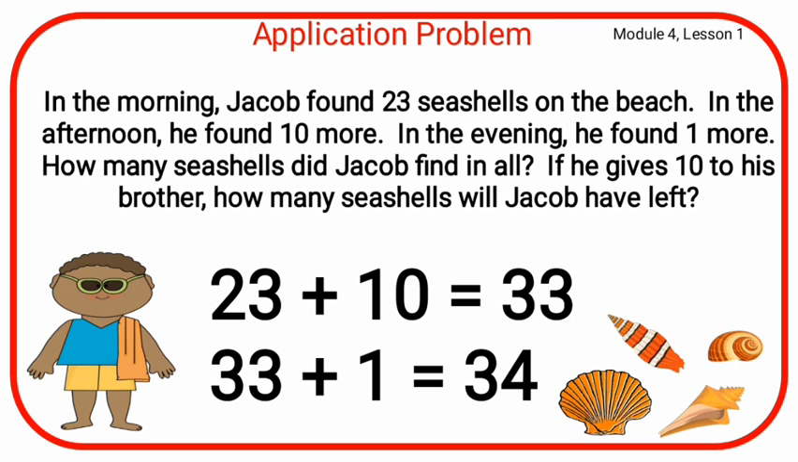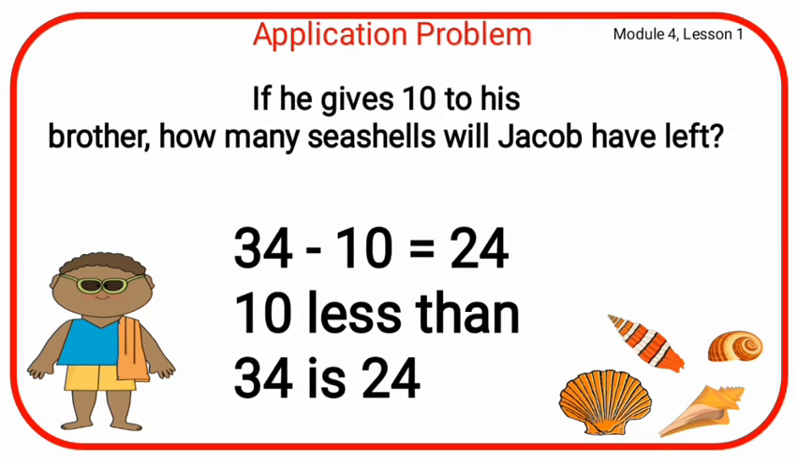Now let's go to part B. If he gives 10 to his brother, how many seashells will Jacob have left? What should I do? I will have to say 34 minus 10. I have to take away the 10 he gave to his brother from the 34 he had. And that is 34 minus 10, which is 24. In other words, I'm saying 10 less than 34 is 24. 10 less than 34 is what? 24. Good.